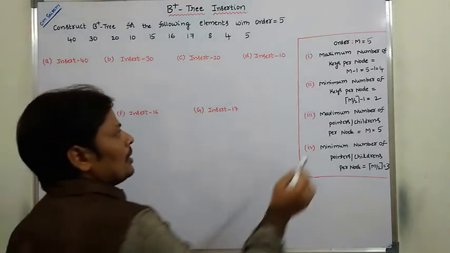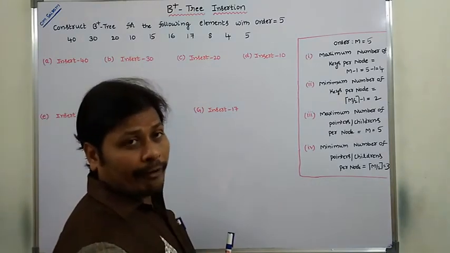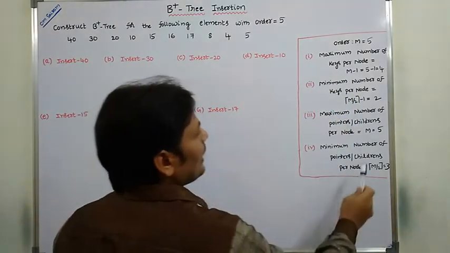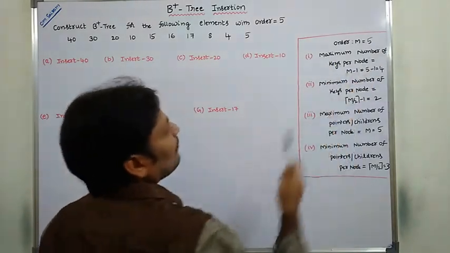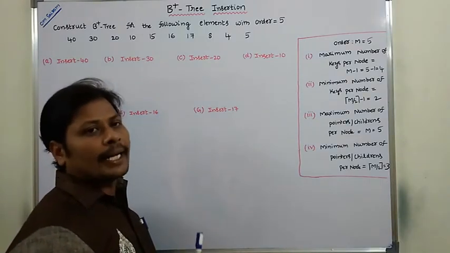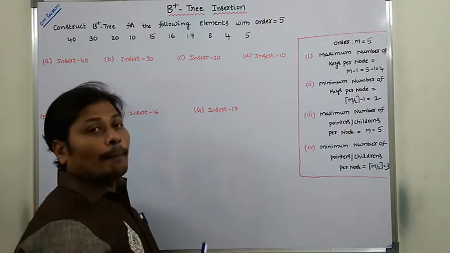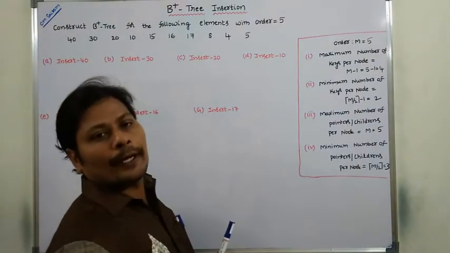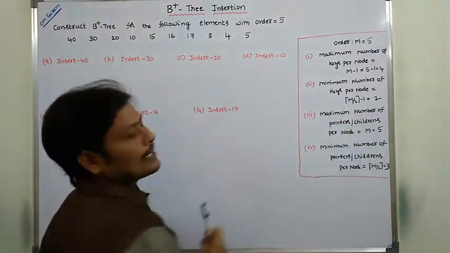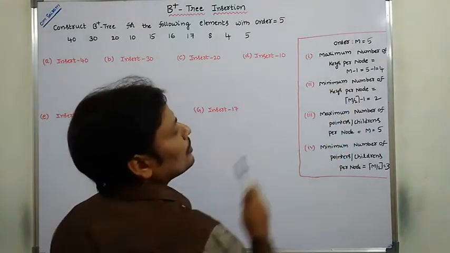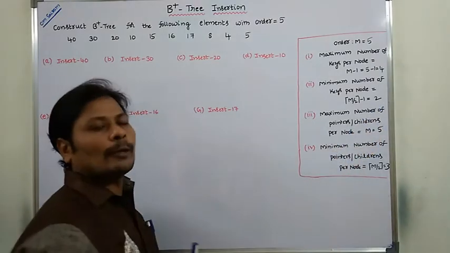Now, whenever the B plus tree order is equal to 5, it must satisfy these 4 properties. First one is the maximum number of keys per node is equal to m minus 1, that is 5 minus 1, which is equal to 4. Minimum number of key elements per node is equal to ceiling of m by 2, minus 1. So 5 by 2 is 2.5, the ceiling of 2.5 is 3, 3 minus 1 is equal to 2.